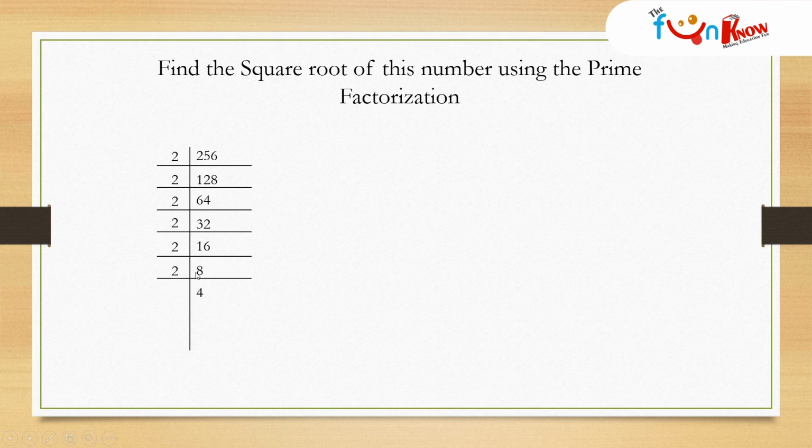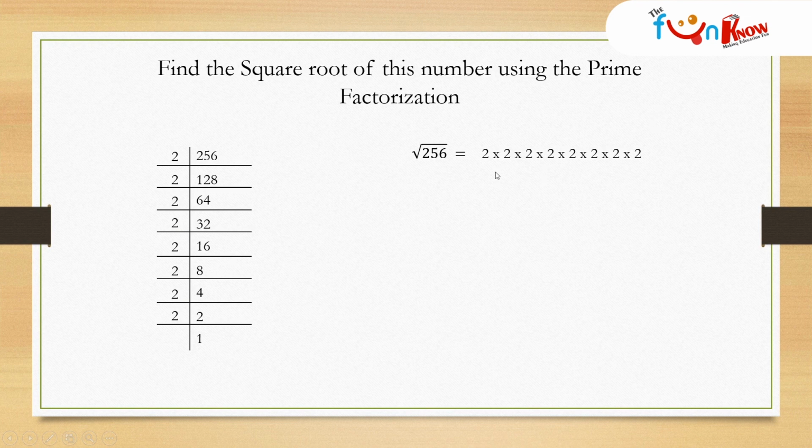Then 2 4s are 8. Then further 2 2s are 4. And then 2 1s are 2. So this is how we have done the factorization, which is also known as prime factorization. So how many 2s have we taken over here, students? Let us count. 1, 2, 3, 4, 5, 6, 7, 8.